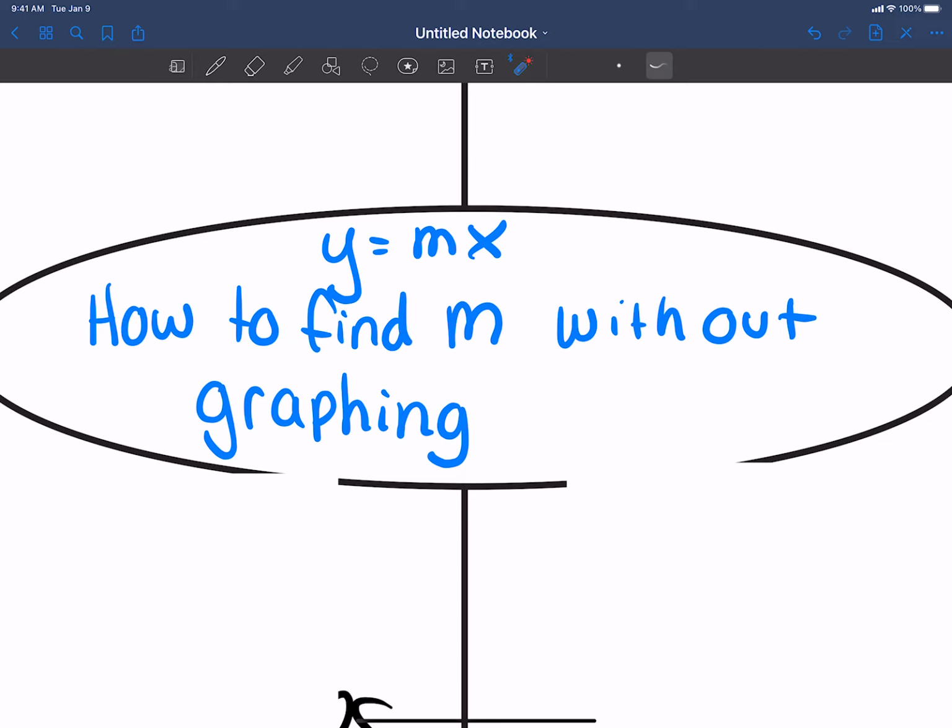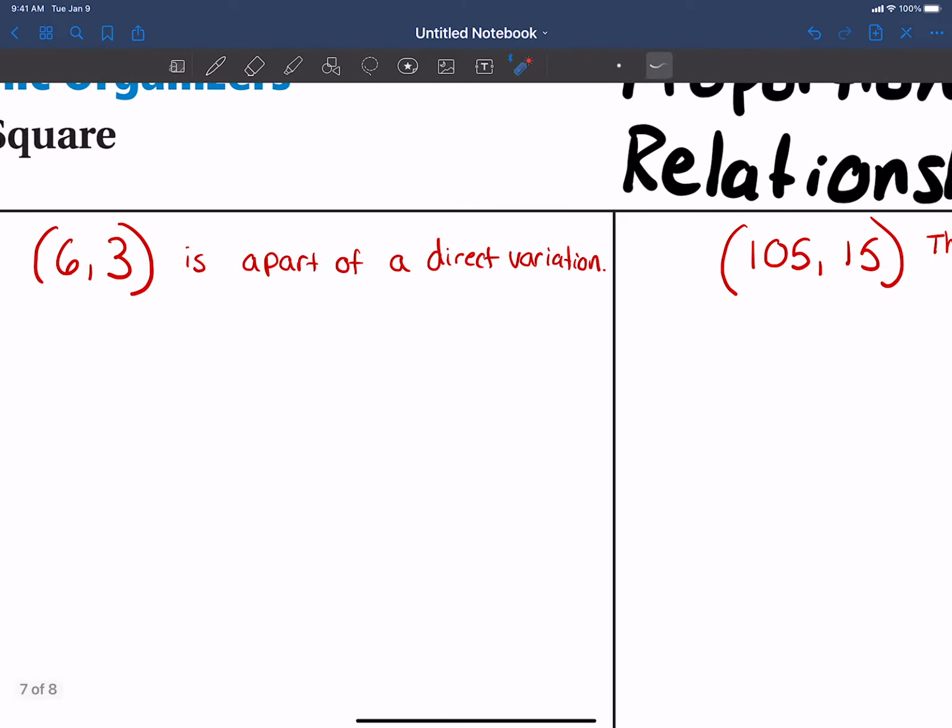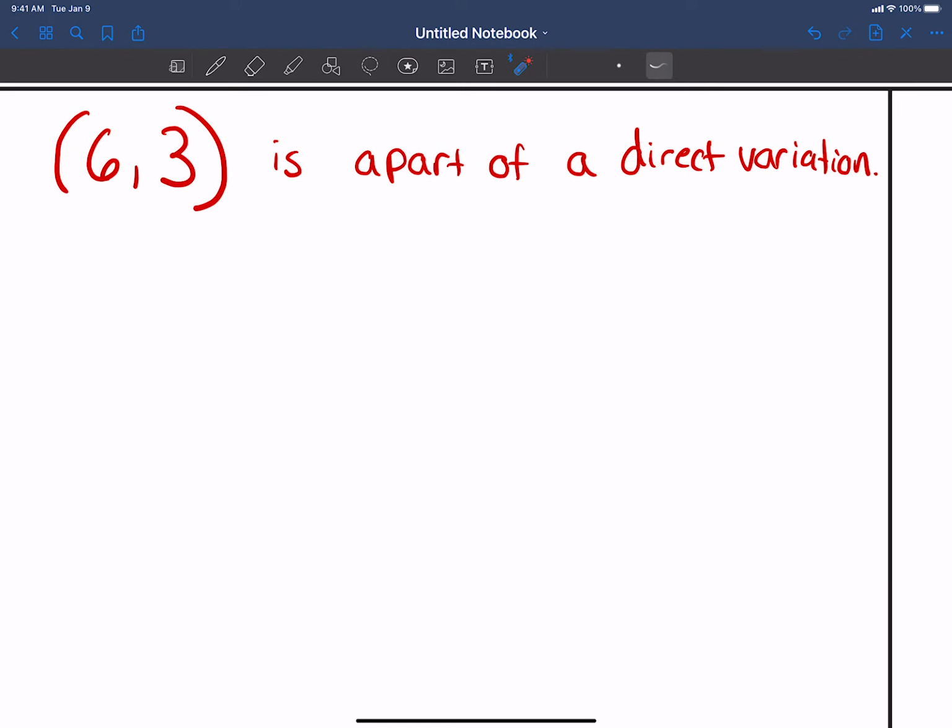Direct variation is going to be asked in a lot of different ways. So I will give you some examples of how they'll ask it, and examples of what they're looking for, okay? I know right now you're probably thinking, I have no idea what Ms. Ringler is talking about. This is the weirdest lesson ever. But here is what a question would look like if it's dealing with direct variation. Go ahead and write this down in the first box. The coordinate 6, 3 is a part of a direct variation. That's what your book, a quiz, or a test would look like.